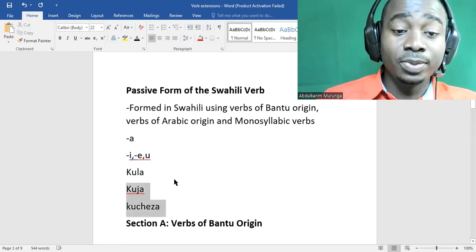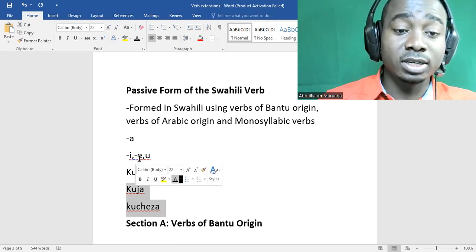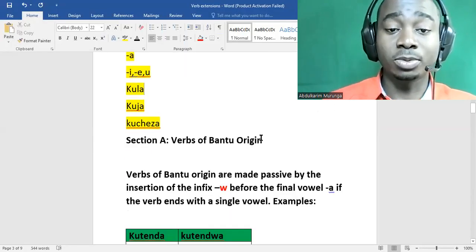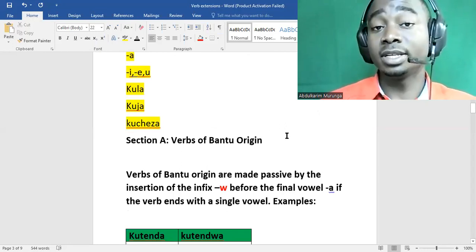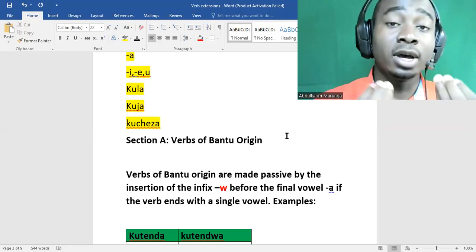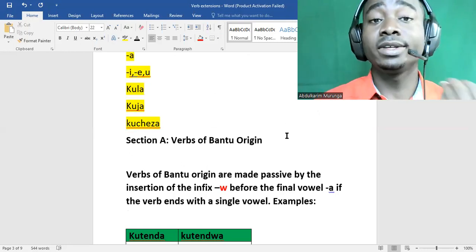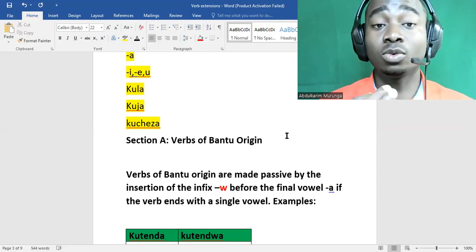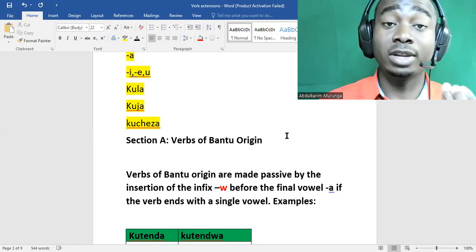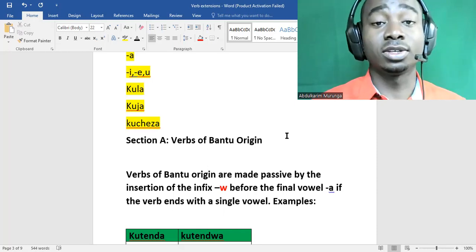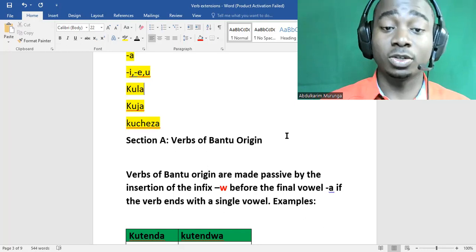Okay, so let's continue our lesson without wasting time. We have the Swahili verbs of Bantu origin. As I said, this lesson will be in 2 parts. In the first part, we'll talk about the Swahili verbs of Bantu origin, and in the second part, we'll talk about the Swahili verbs of Arabic and monosyllabic origin in the passive form, hali ya kutendwa. So in this lesson, we're just talking about the Bantu origin verbs.